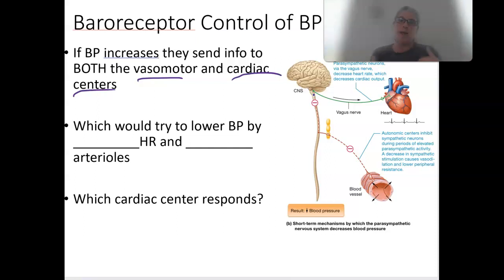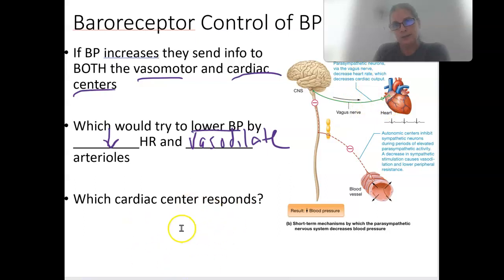So if blood pressure went up, then we need to lower blood pressure. So what we would need to do is lower our heart rate, and then the vasomotor, remember, controls the vasodilation or vasoconstriction. So then if we want to lower BP, we need to vasodilate those arterioles. So we're going to be looking at our cardioinhibitory center, right? So we're going to come back to the vagus nerve going to the heart, right? It's going to go to the SA node. And when it goes to the SA node, it's going to release acetylcholine.